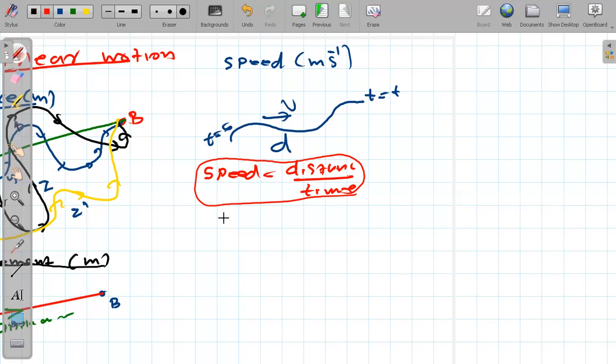Now copy this diagram and after that just write: speed is a scalar quantity, which has only a magnitude, no specific direction.